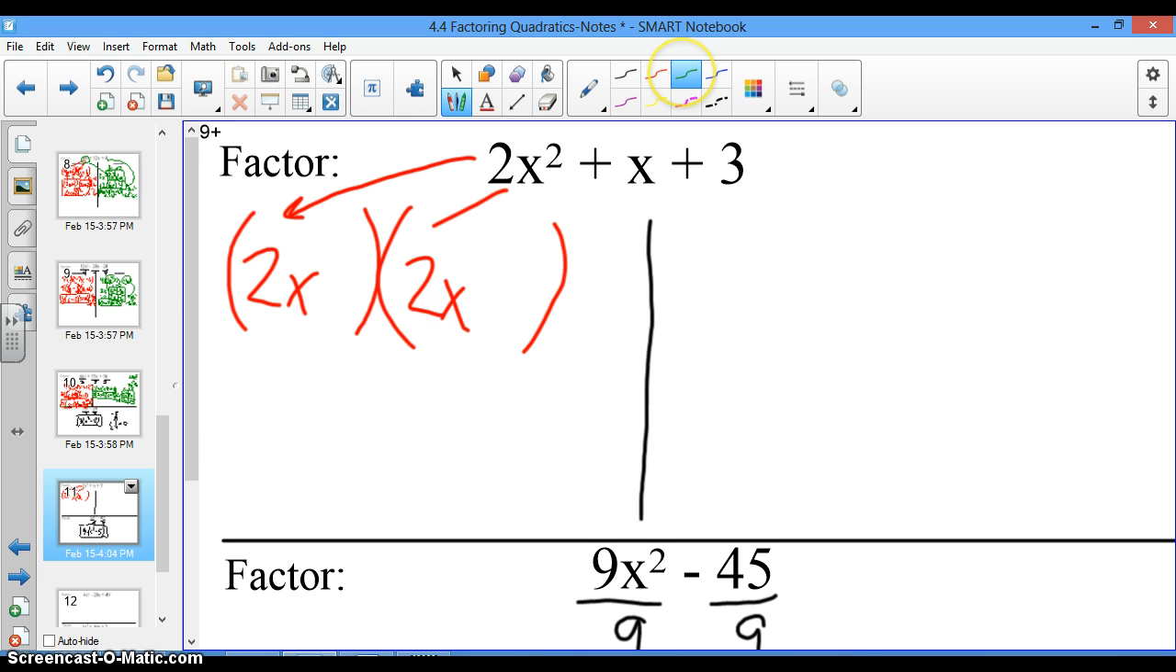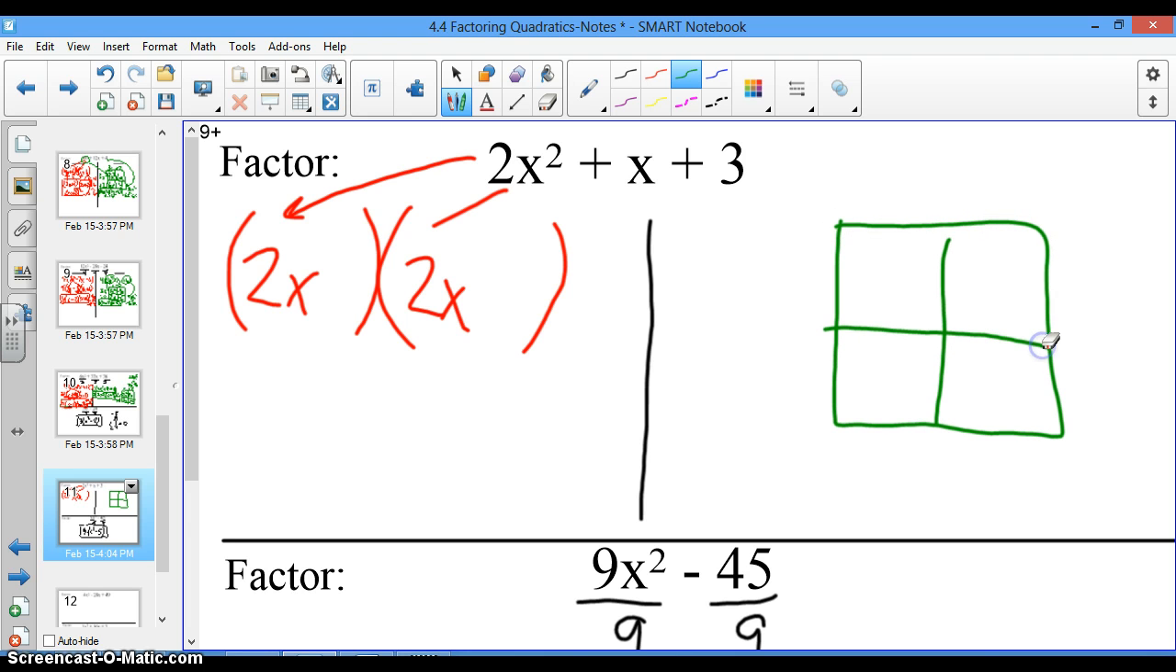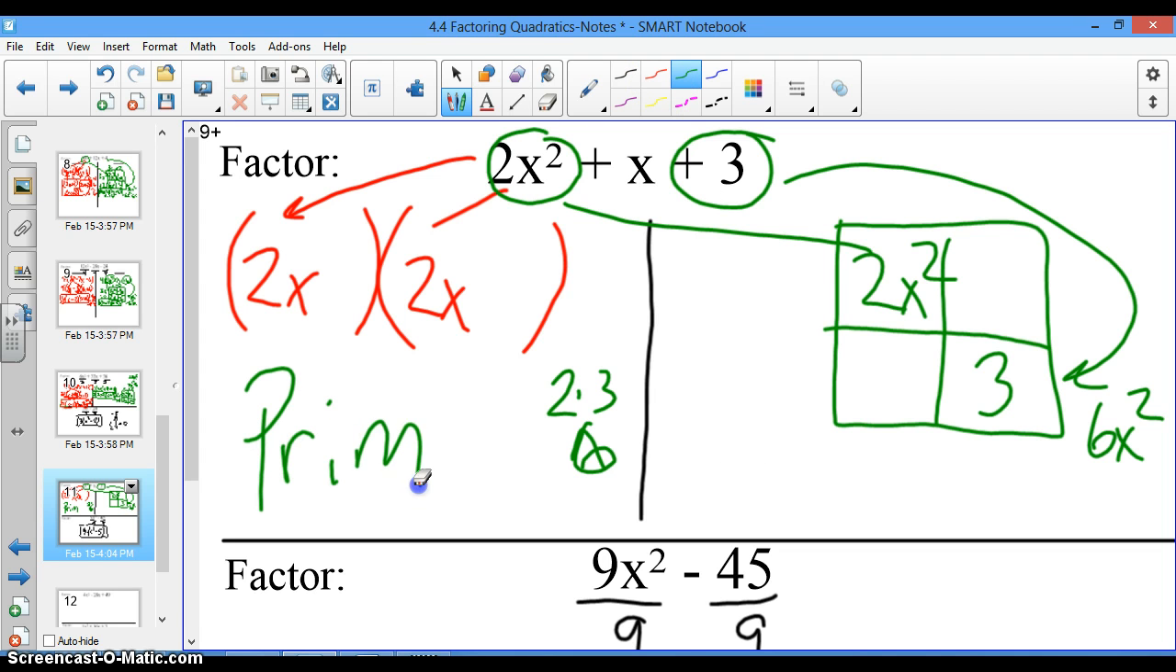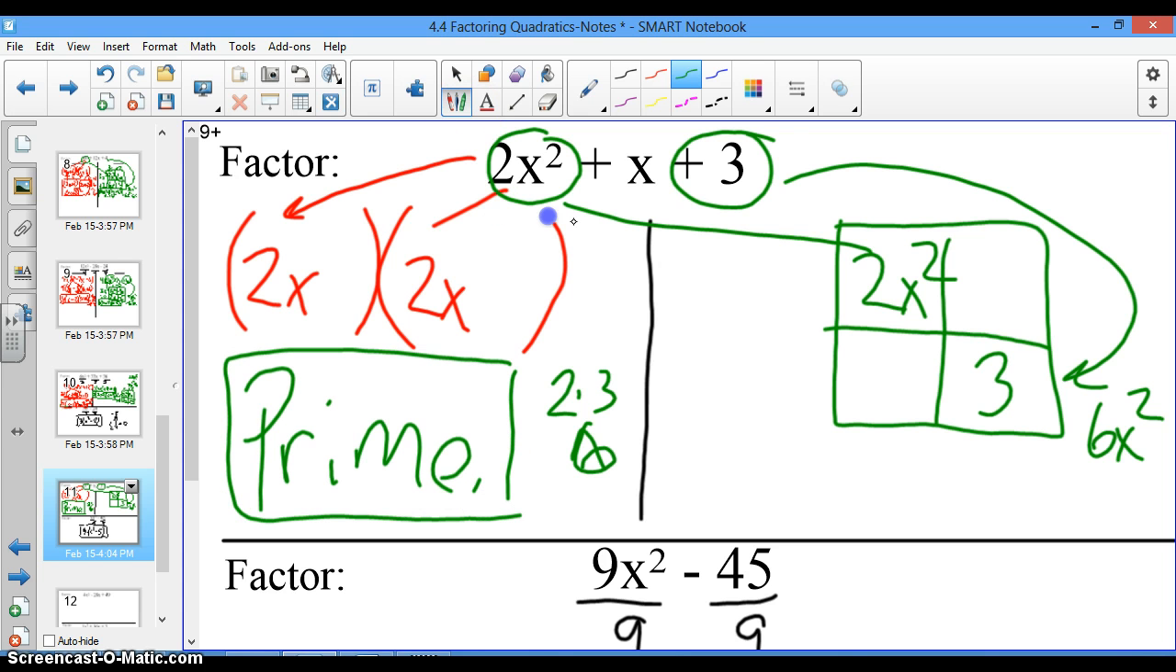Box method. I draw my box with 4 squares. Remember, 2x squared goes at the top left. 3 goes at the bottom right. Now, we need to find 2 numbers that multiply to 6, so like here, it's 2 times 3, which is 6, and add up to 1. There are no 2 numbers that multiply to 6 and add up to 1, so we'd say this answer is prime. Or we could just go and box in our original problem.